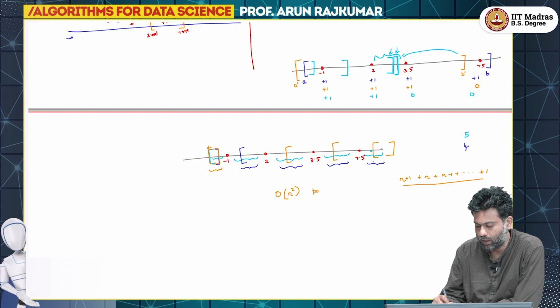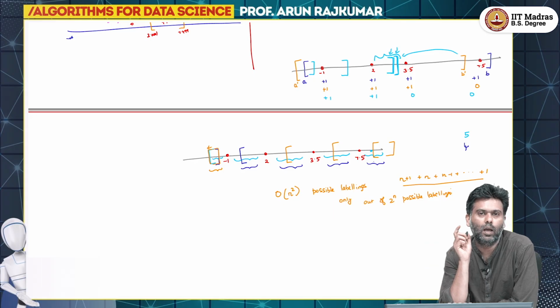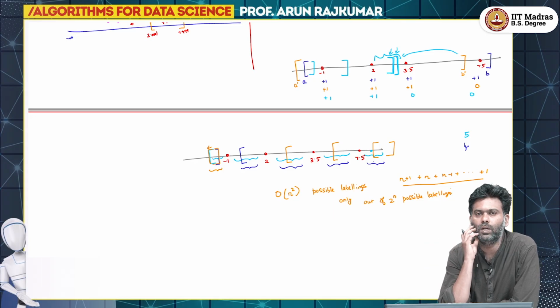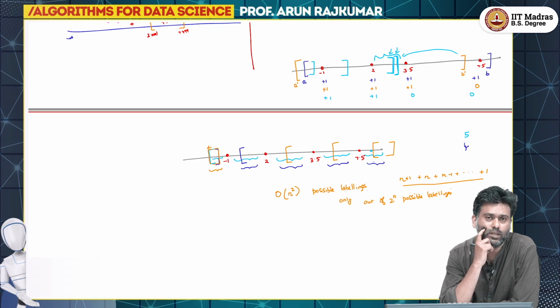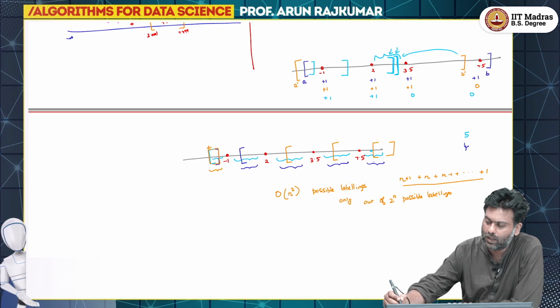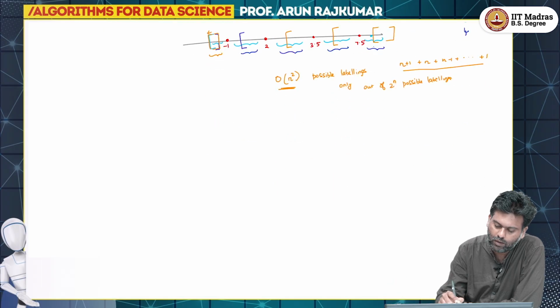So, n squared possible labelings only, out of 2 power n possible labelings. That is the interesting part, right. If I had n data points, I could potentially get 2 power n labelings, but because I have restricted the hypothesis class to be of the form interval classifiers, I am only getting n squared labelings. And the question is, is that a good thing or a bad thing? Yes, the number of classifiers has reduced. So, this is the effective number of classifiers.